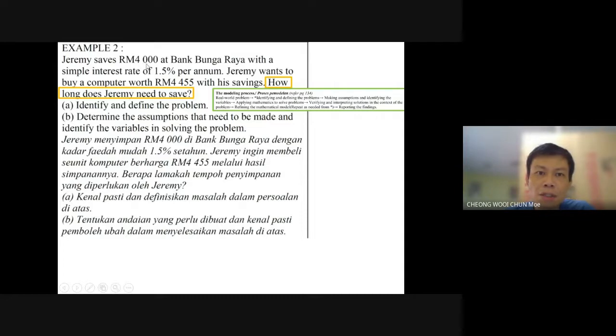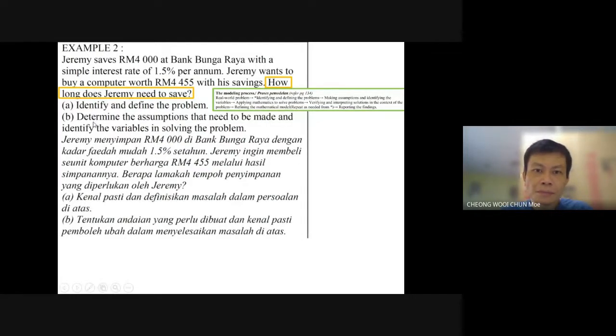Okay, so we look back at the question. Jeremy saved 4,000 ringgit at the bank with the interest of 1.5% per year. Then he needs to buy a computer worth 4,455 with his savings. That means more than his 4,000 ringgit. So he depends on the interest rate. When you add up with the savings, then only you can buy the computer. But how long does it need to save for the extra 455 ringgit?